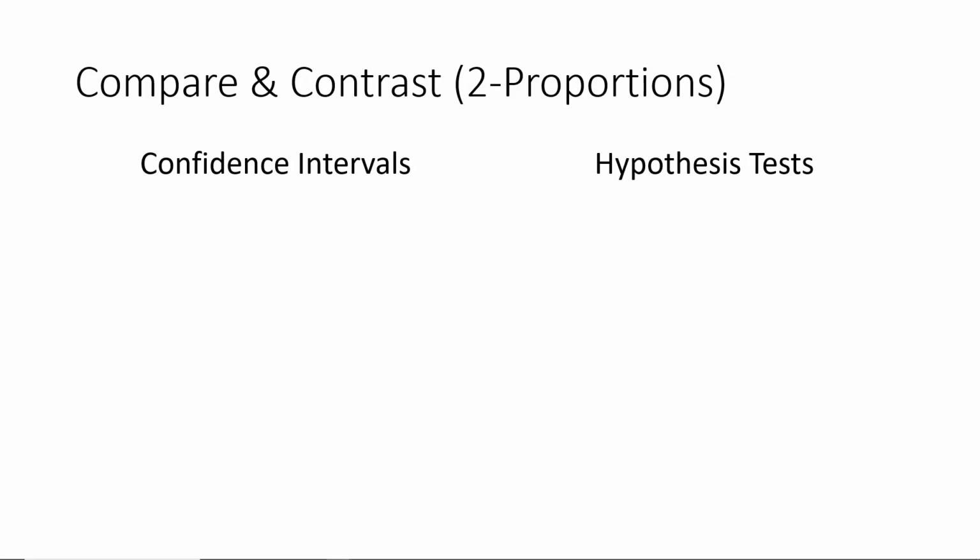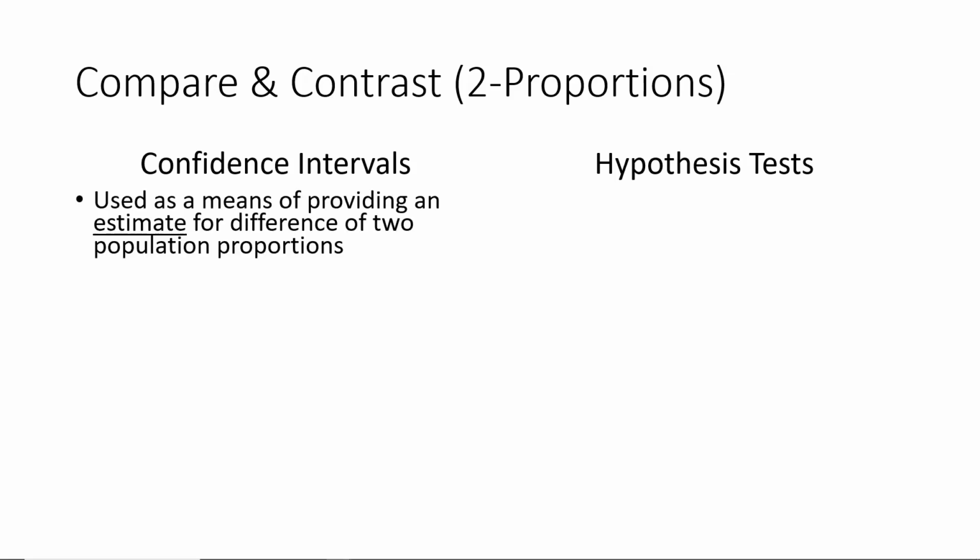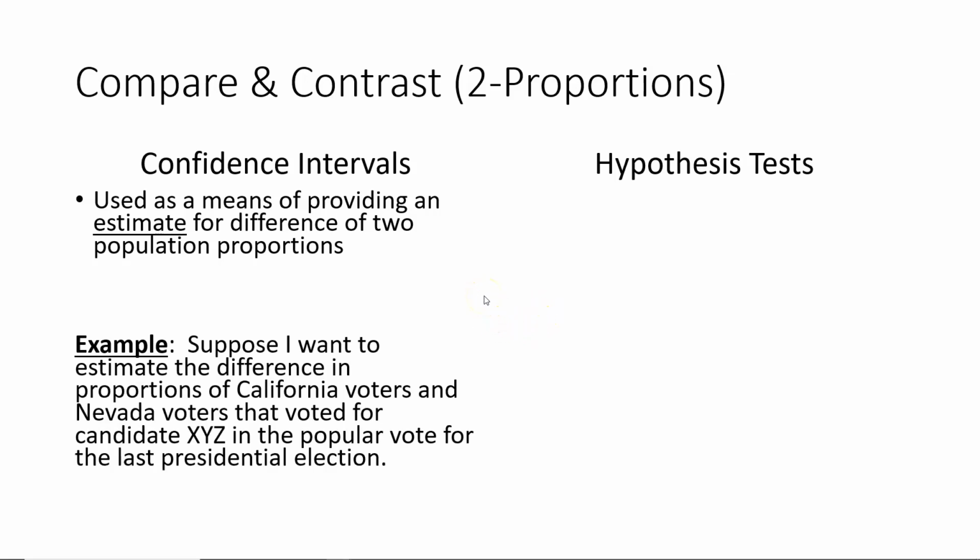tests to two proportions. First of all, a confidence interval with two proportions will be used as a means of providing an estimate for the difference of two population proportions. Here's an example of how we might do that. Suppose I want to estimate the difference in proportions of California voters and Nevada voters that voted for candidate XYZ in the popular vote for the last presidential election.